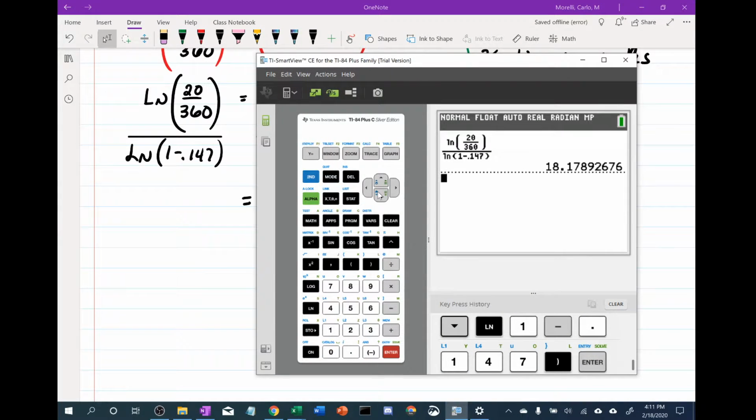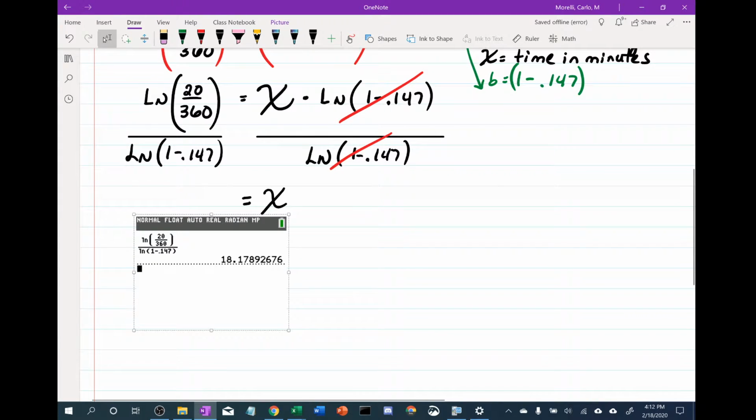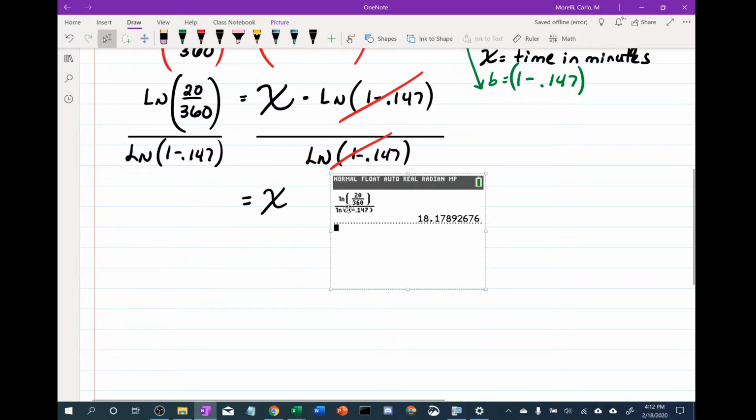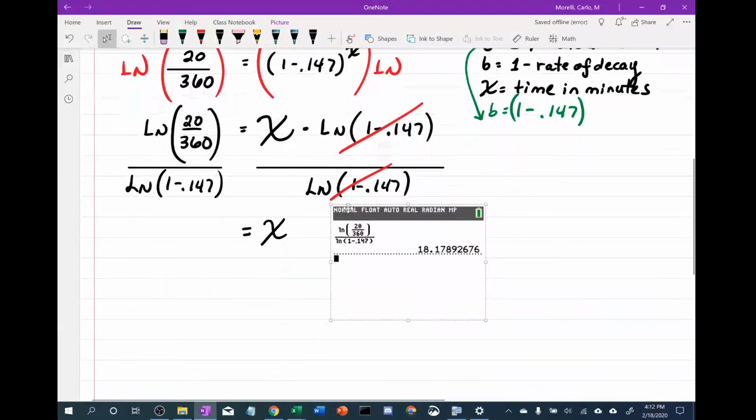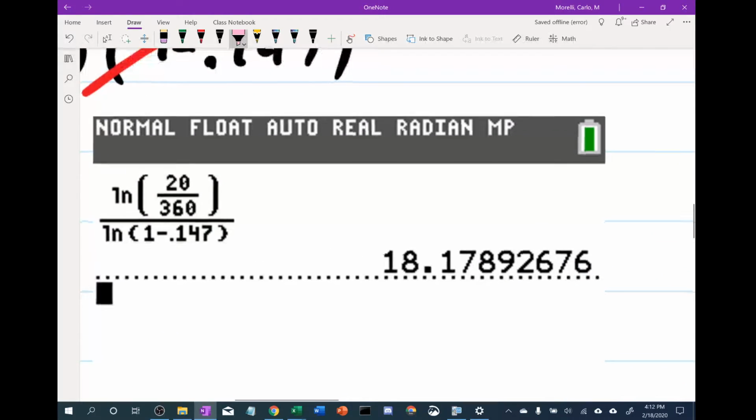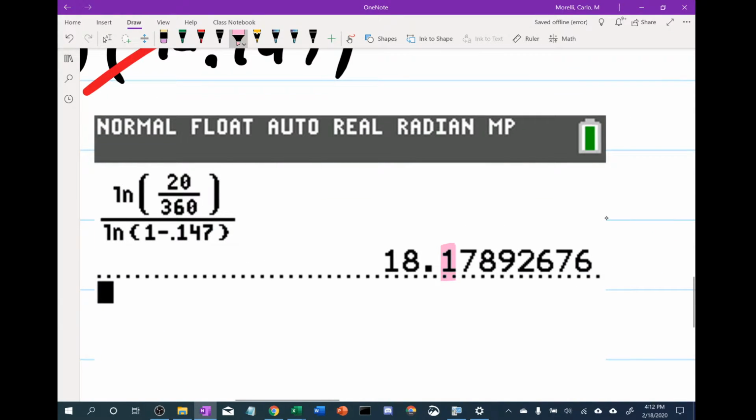Now the answer, which we're going to pull right into OneNote, is given to us with a lot of decimal places. So the problem said to the nearest tenth of a minute. So what we'll do is we'll come over here and look at our answer, and we'll look at the tenths place, and then we tell the students, all right, look to the place directly to the right, and if that is 5 or greater, you need to round.